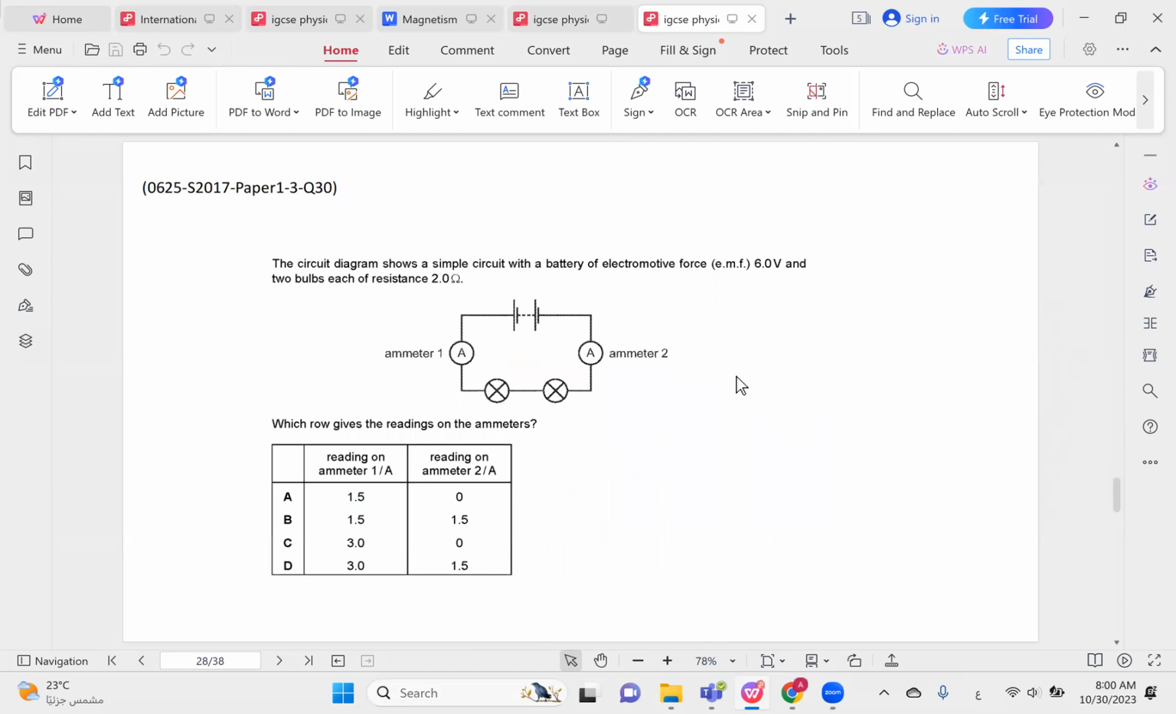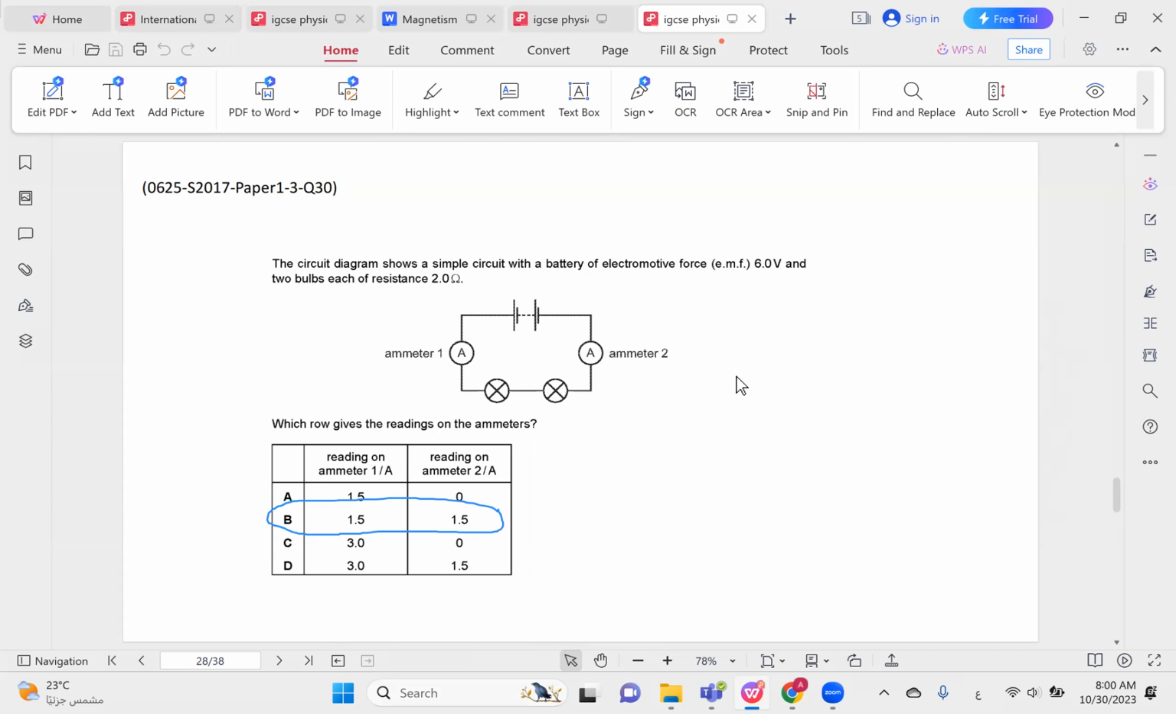The circuit diagram shows a simple circuit with a battery of EMF 6 and 2 bulbs, each of resistance 2. Which row gives the readings on the ammeters? Again, you might be tempted here to do a lot of math, but I can tell you without any calculations that this must be the correct answer. Why is that the case?